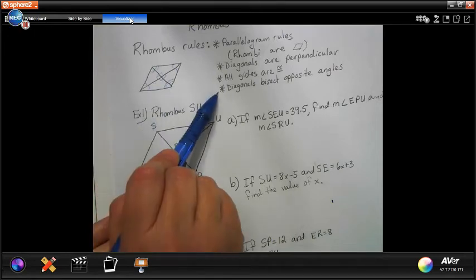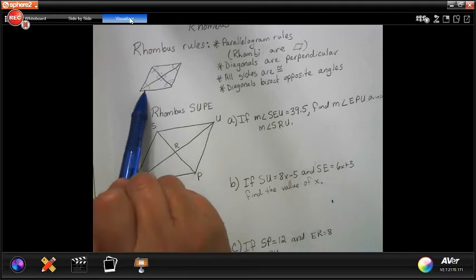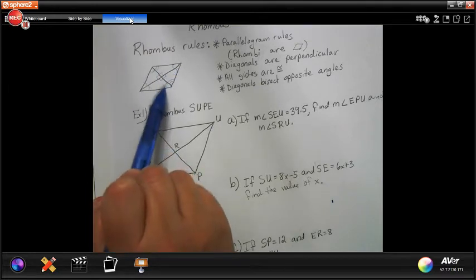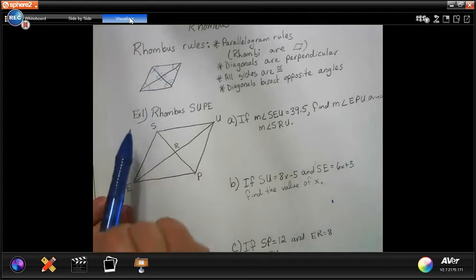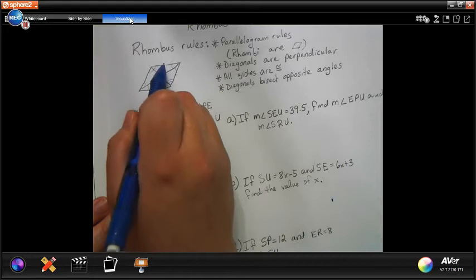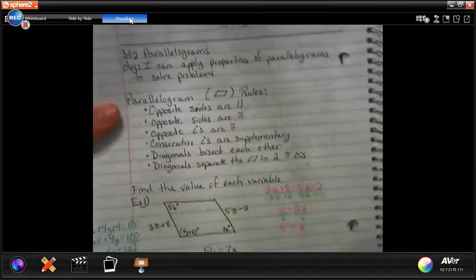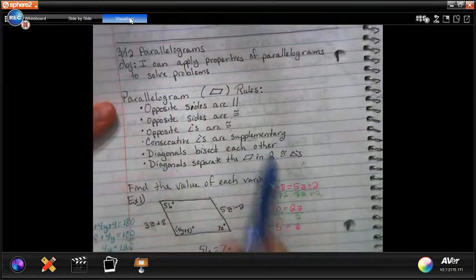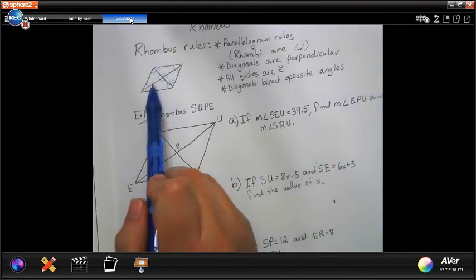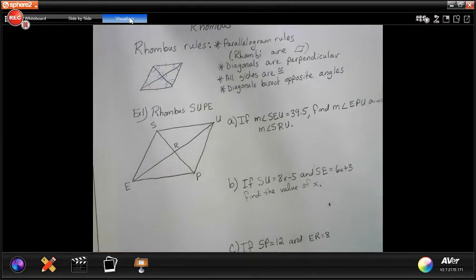So the diagonals are perpendicular, makes those four right angles. The diagonals bisect opposite angles, and opposite angles are equal because that's a parallelogram thing. So that means all parts are equal in each pair of opposite angles. And then all sides are equal. So this side equals this side equals this side equals this side. And then if you remember on the parallelogram, diagonals bisect each other, which means the pieces of the diagonals are going to be equal to each other, and then these pieces of the diagonal are going to be equal to each other.